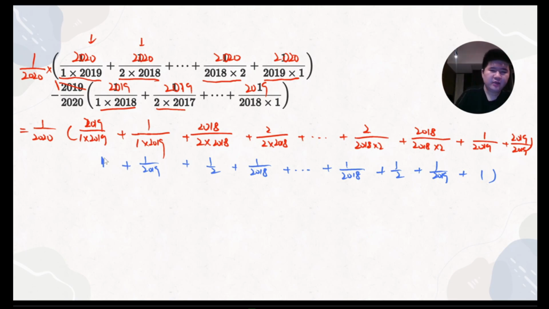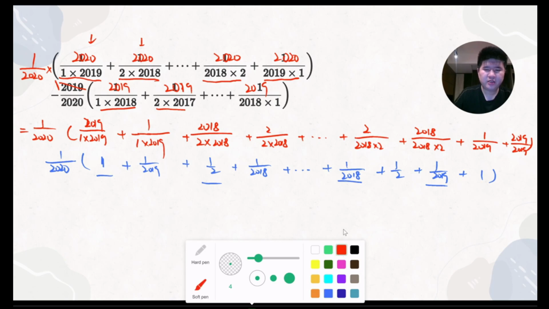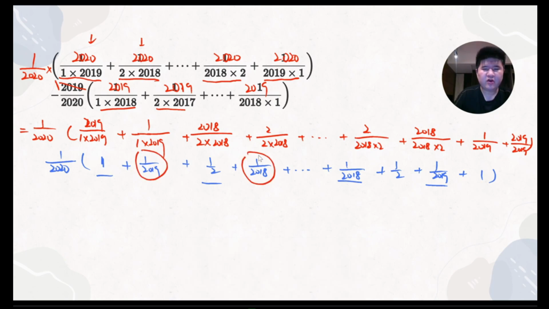And you will find that if we split them into two groups again, the first group is 1 plus a half plus 1/3, until plus 1 over 2018 and plus 1 over 2019. Then the next group is 1 over 2019 plus 1 over 2018, 1 over 2017, until a half and 1. We will find these are two equal groups. This is how we simplify the first bracket.